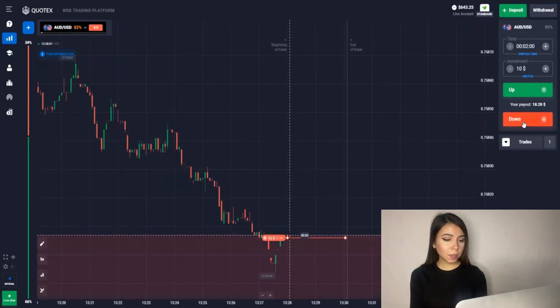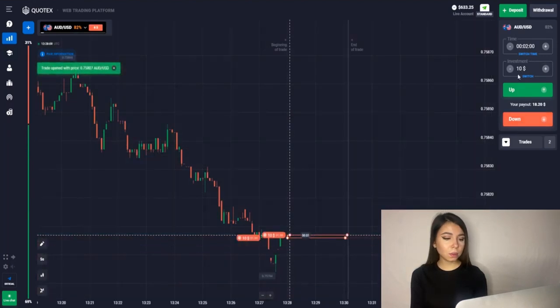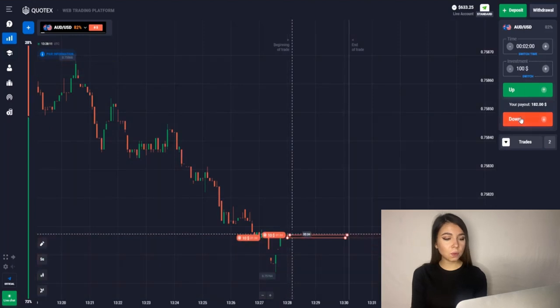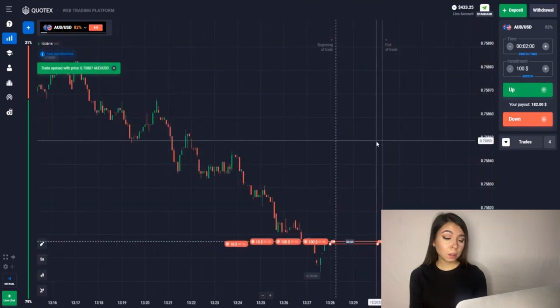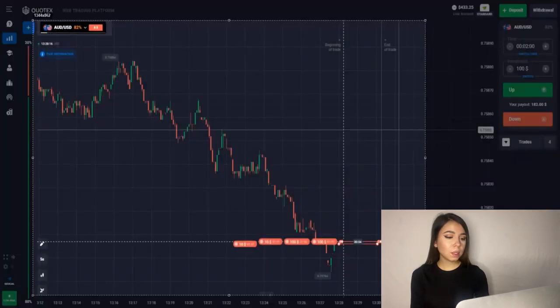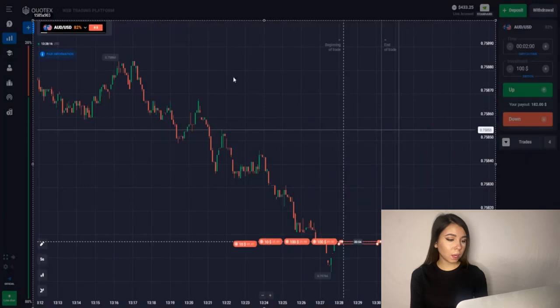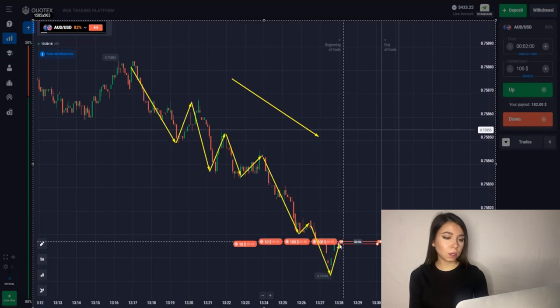So the current pair is the Australian dollar. We see a downtrend here and are entering down. First, we're going with a smaller part of our deposit, leaving the most significant part in case of dangerous corrections. So we enter this currency pair for down according to the general downtrend for this currency pair.